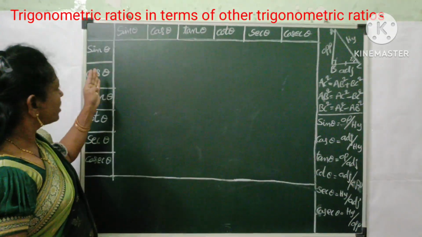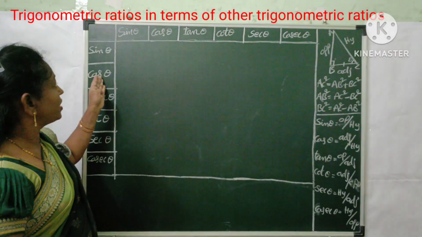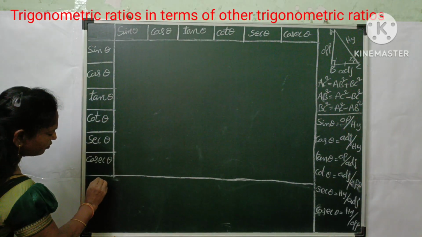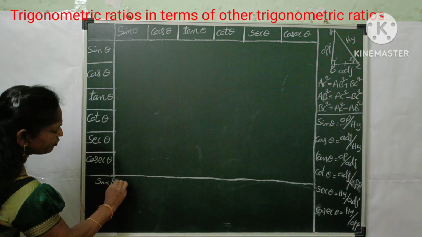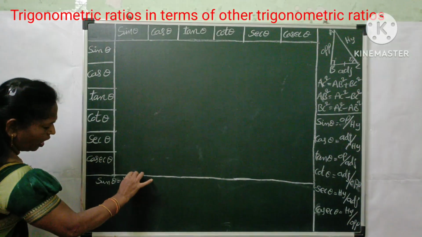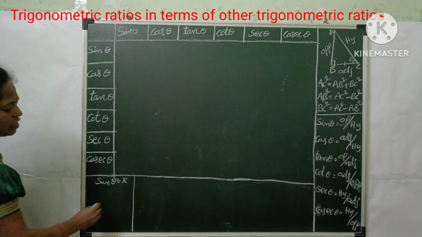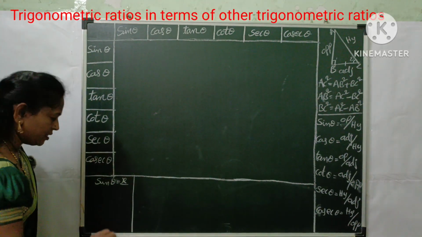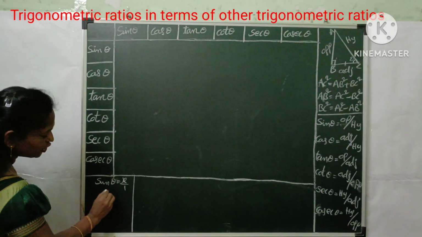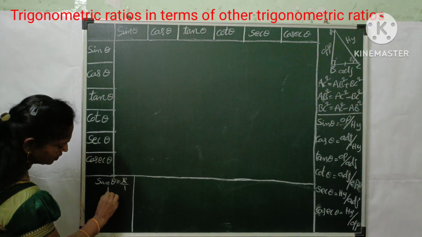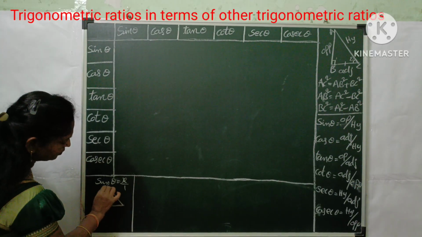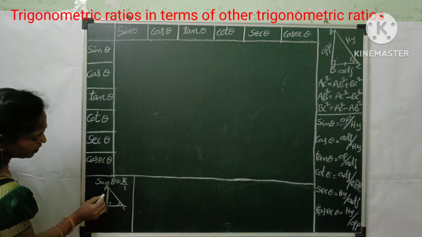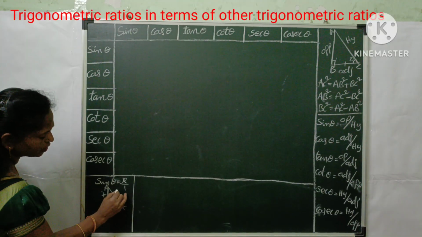We have to write the other trigonometric ratios in terms of sin. So how to write? We don't know the sin theta, so it will be x. Sin is an unknown number here, so we take x. So x by 1. The ratio is opposite side by hypotenuse. Here the opposite side AB is x and the hypotenuse is 1.